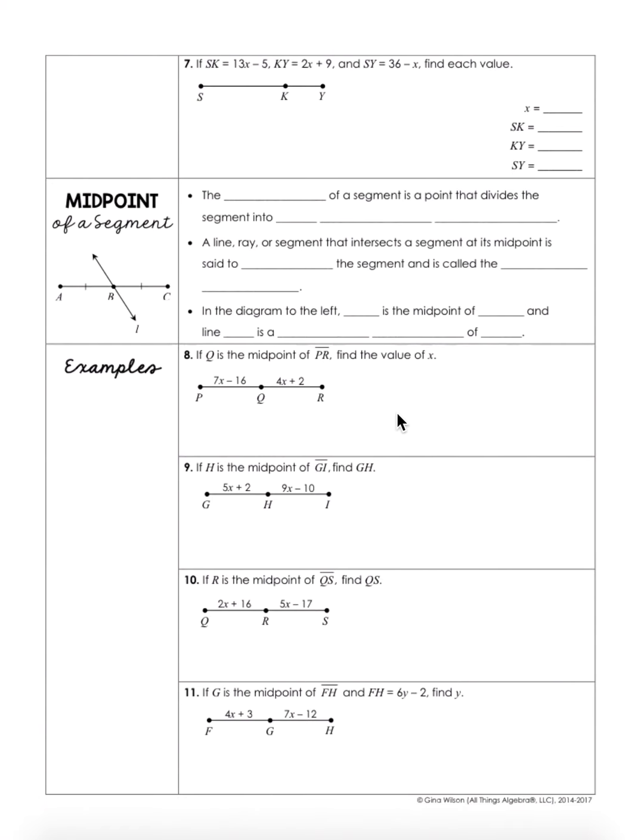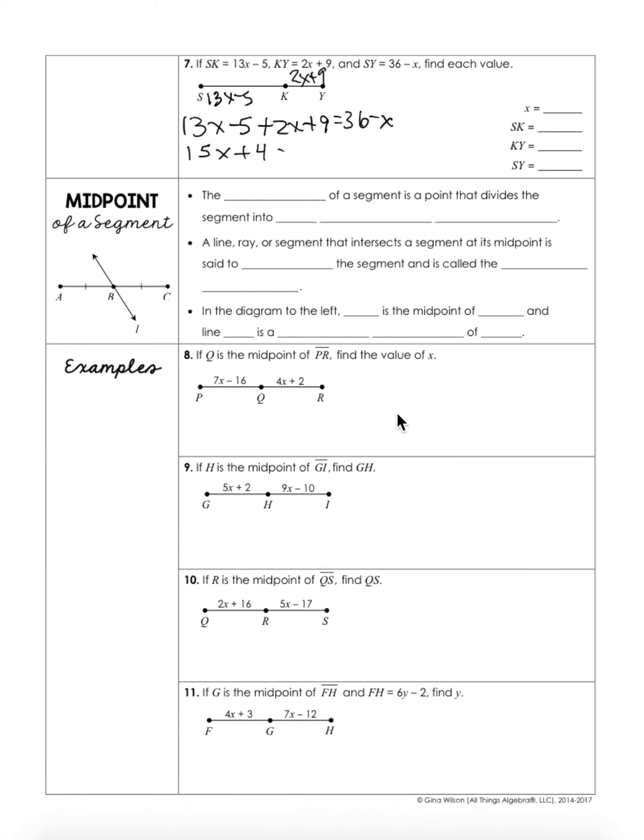This is one where, again, I'm going to really practice labeling my picture. That's going to be a real help to you. 13x minus 5, that's SK. 2x plus 9 is KY. And the whole thing is 36 minus x. So I'm going to set that up. I'm going to say 13x minus 5 plus 2x plus 9 equals 36 minus x. When I simplify, I get 15x plus 4 equals 36 minus x.